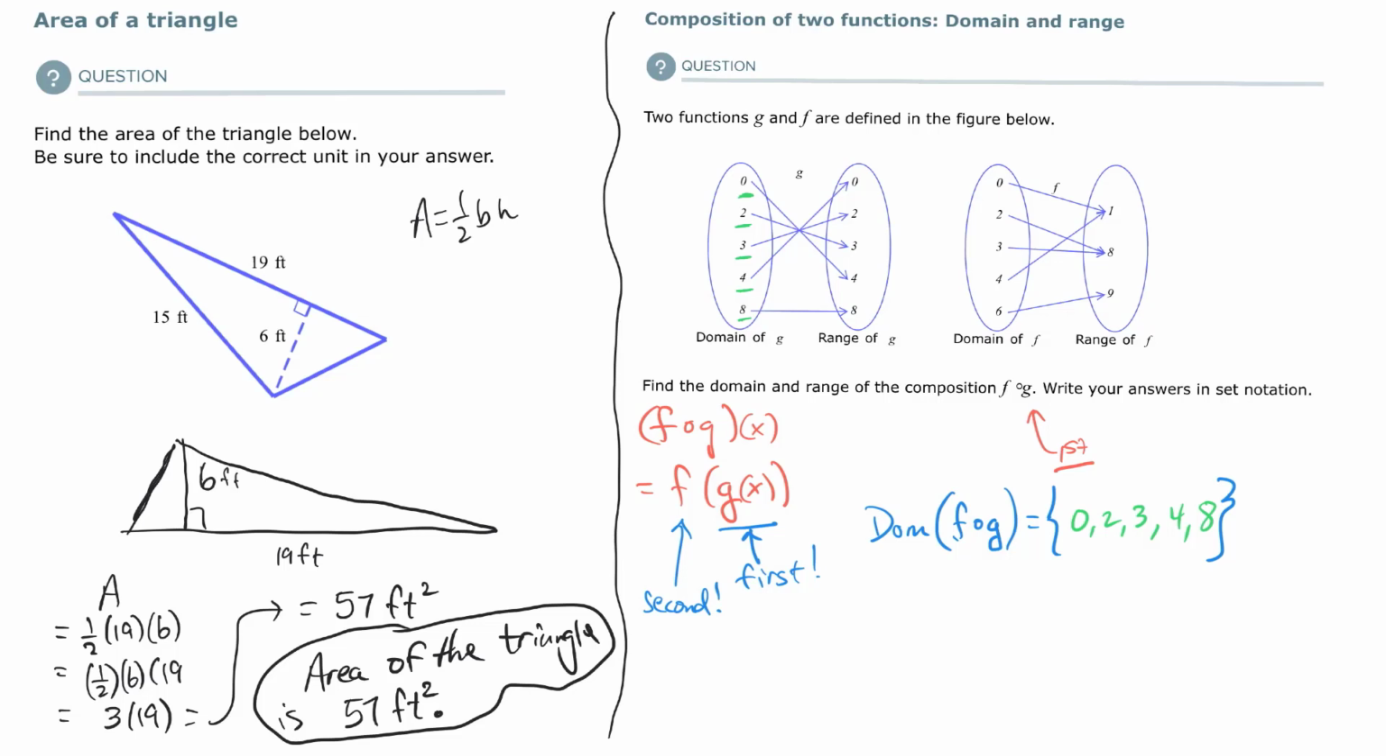Let's figure out the range. What is the output? What are your final outputs? The range of f composed with g is equal to your output, which is the very end here. It's got to be the 1, 8, and 9. And there you go. You're done.